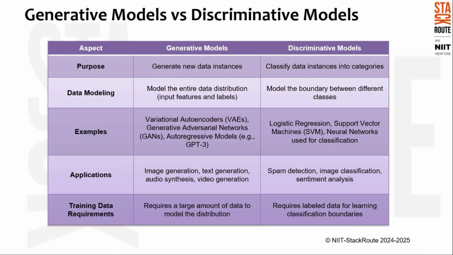Think of it this way. Generative models capture the joint probability distribution of the data, which is, well, a fancy way of saying they understand how different parts of the data relate to each other. This allows them to create new instances by sampling from this learned distribution.